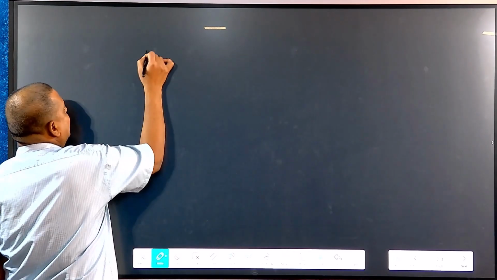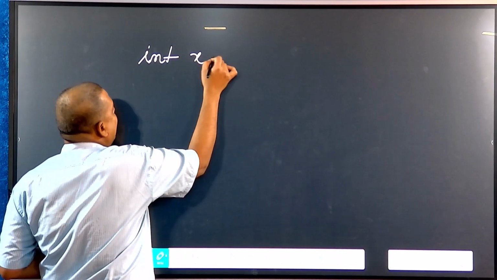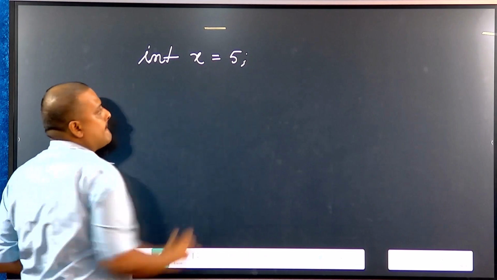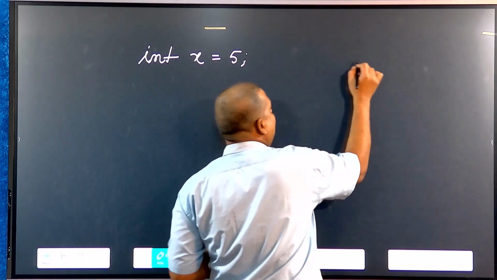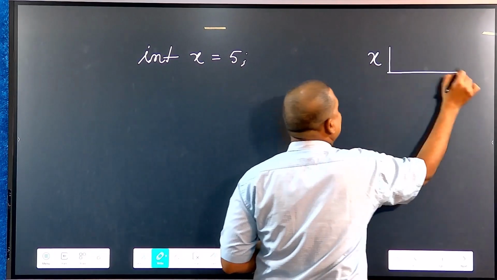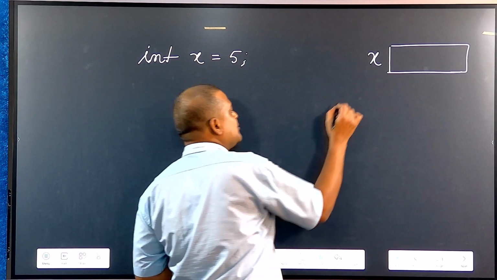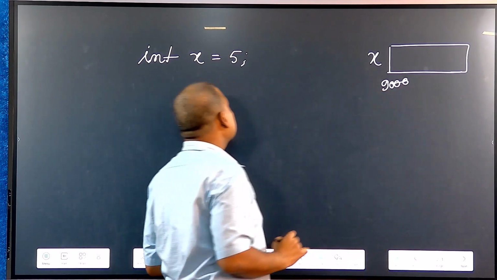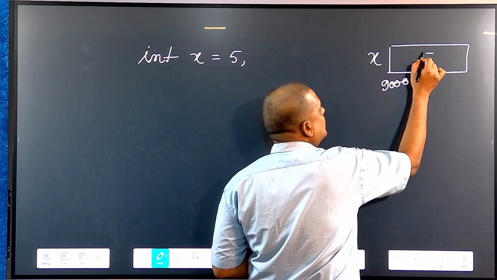We have declared a variable again, the variable name is x, and initially I am assigning 5 here. We are using the syntax of C language. So, what will happen in memory? Some place will be allocated for x, and I am assuming the base address of this location is 9000. And what value is stored here? The value that is stored here is 5.